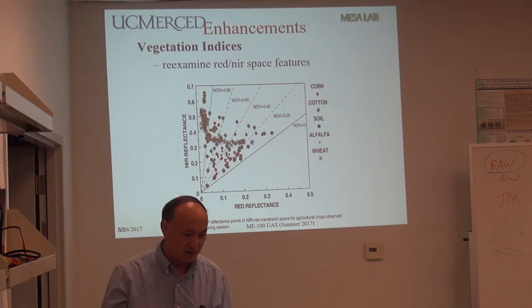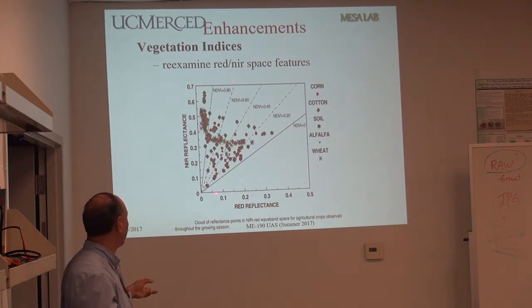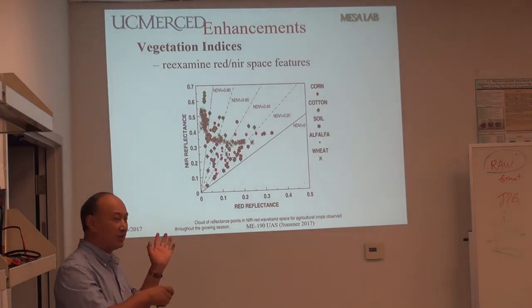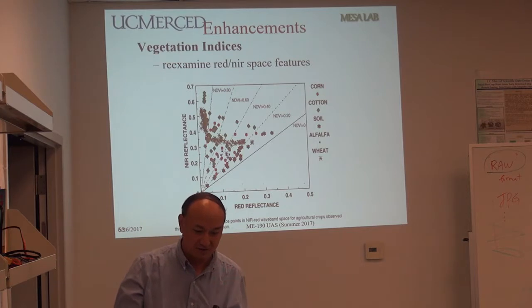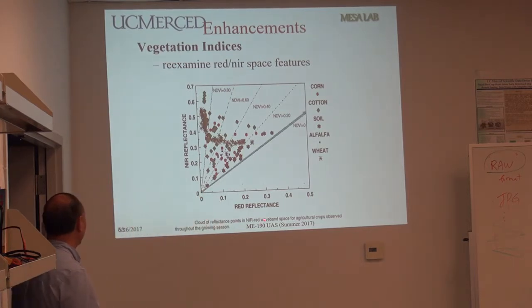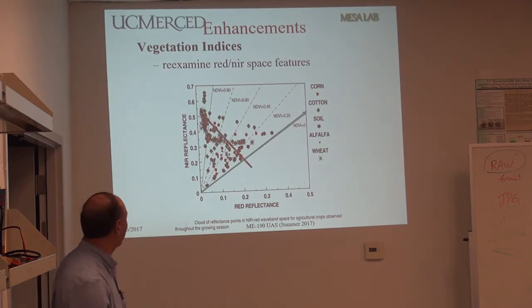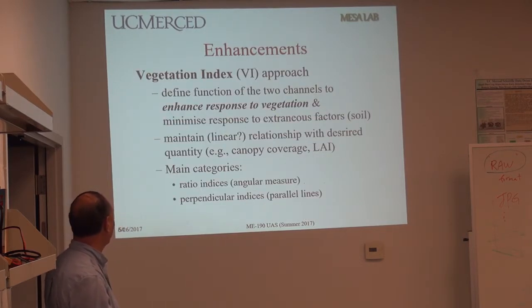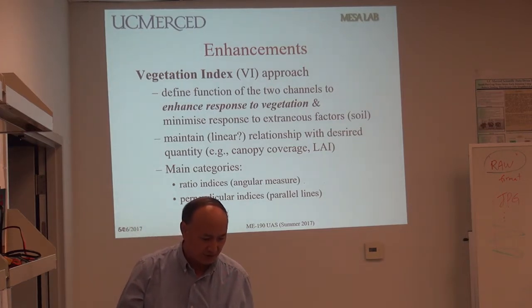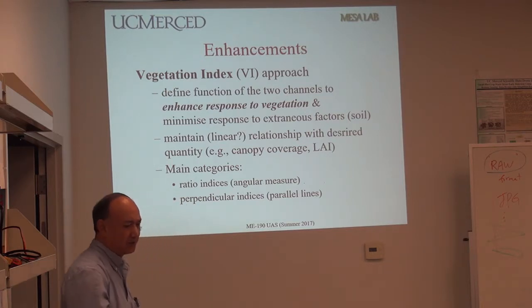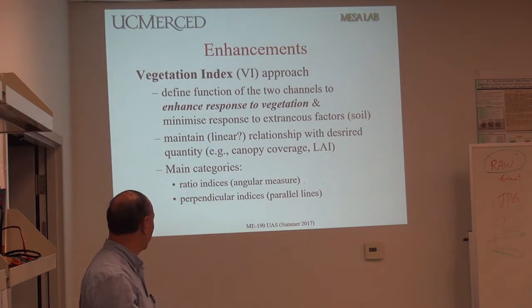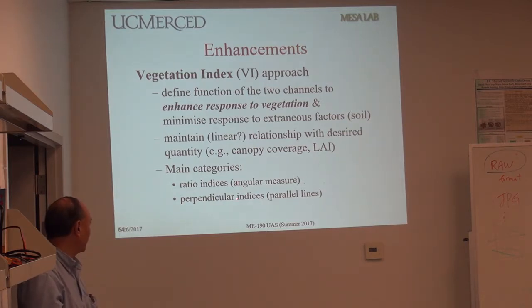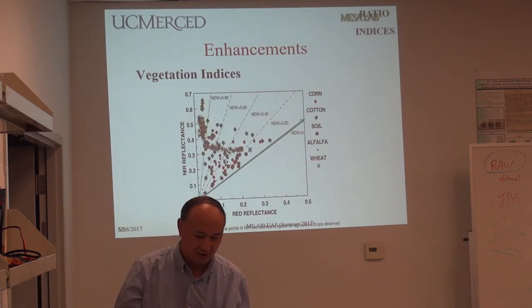So this vegetation index is in what they call red and near infrared space, okay? So you turn this picture into this picture. It's another representation, okay? And here's another one. So this is red and near infrared. So then you can try to draw vegetation approach enhancement. Another idea is to enhance response to vegetation and minimize the response to extraneous factors like soil. The soil is considered as disturbing our interpretation. So hopefully we can maintain the linear relationship. One of the ideas is to do ratio indices, angular measure. Another one is to do perpendicular indices, a parallel line. So this is one of the ideas, okay?